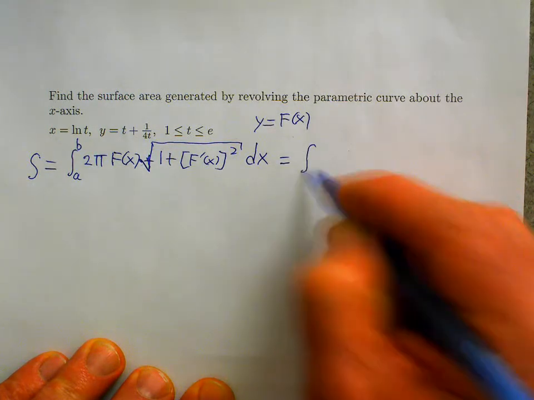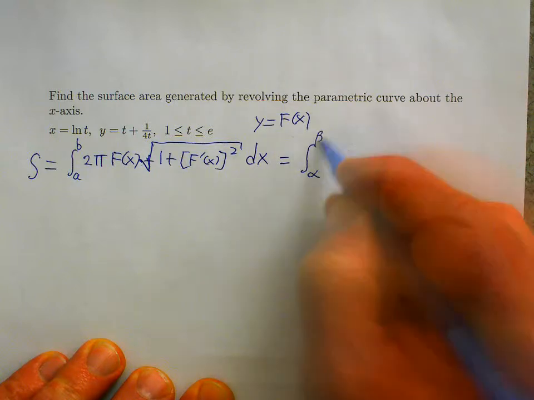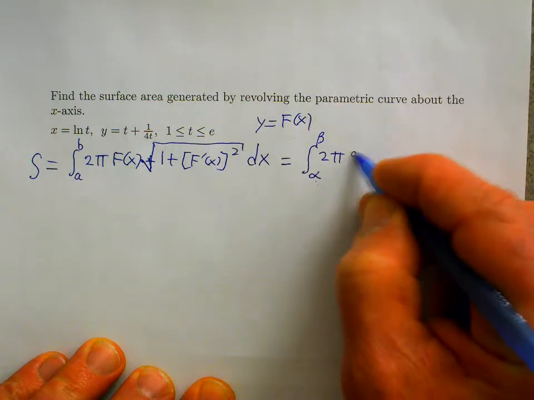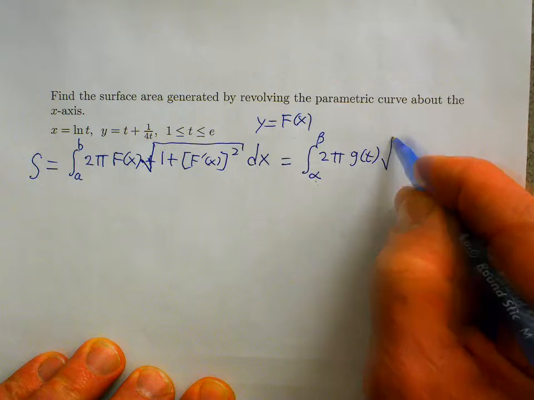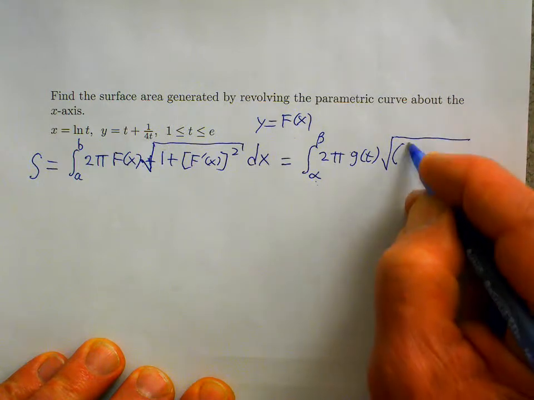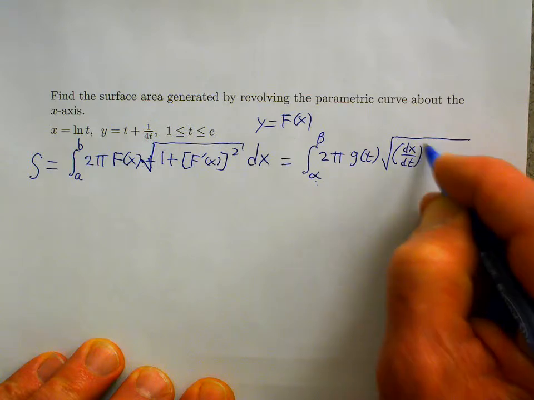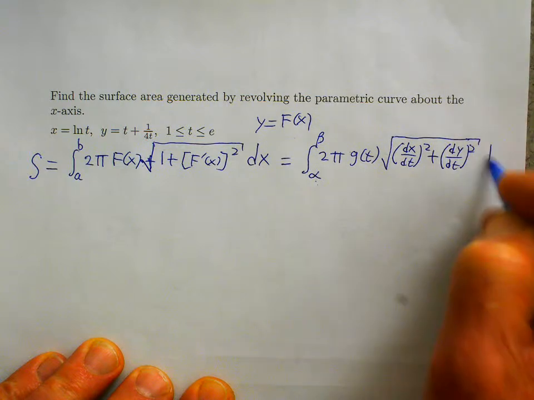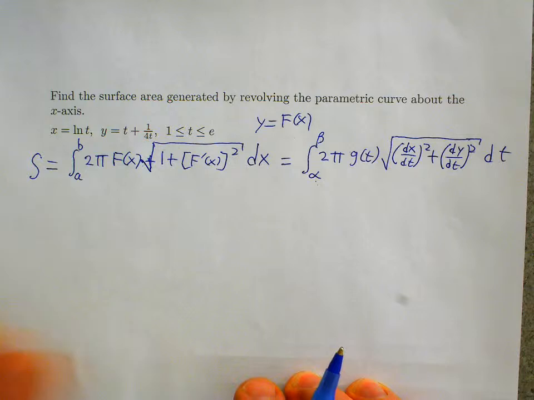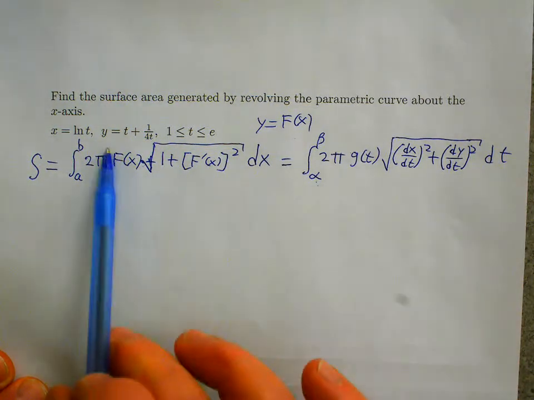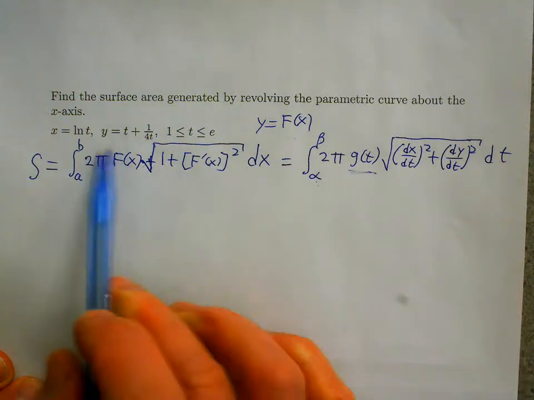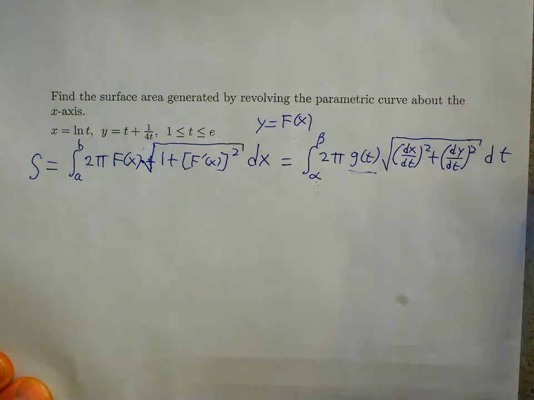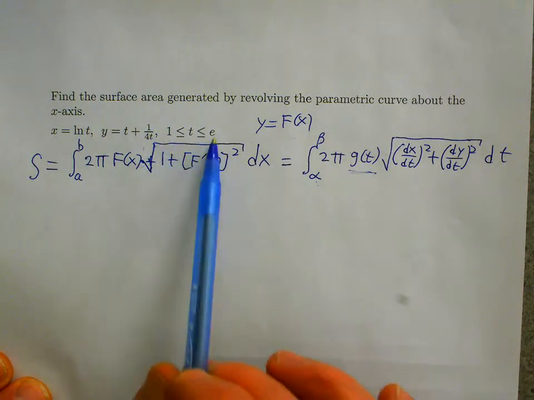This is a formula that we've seen before, and when we transform it using the parametric equations, we get the definite integral from alpha to beta, where alpha and beta are t values, of 2 pi times g of t times the square root of the derivative of x with respect to t squared plus the derivative of y with respect to t squared, dt. Our g of t is what y is equal to. y is equal to t plus 1 over 4t. And alpha to beta will be from 1 to e.